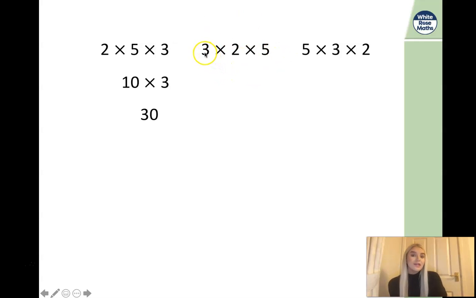We're going to group them this time into 3 multiplied by 2. What is 3 multiplied by 2, please? 6, well done. So our new multiplication would be 6 multiplied by 5. And what is that, please, Year 4? 30, fantastic. Finally, we've grouped it with 5 multiplied by 3. What is 5 multiplied by 3, please? 15. So our new multiplication would be 15 multiplied by 2, which is, please, 30.